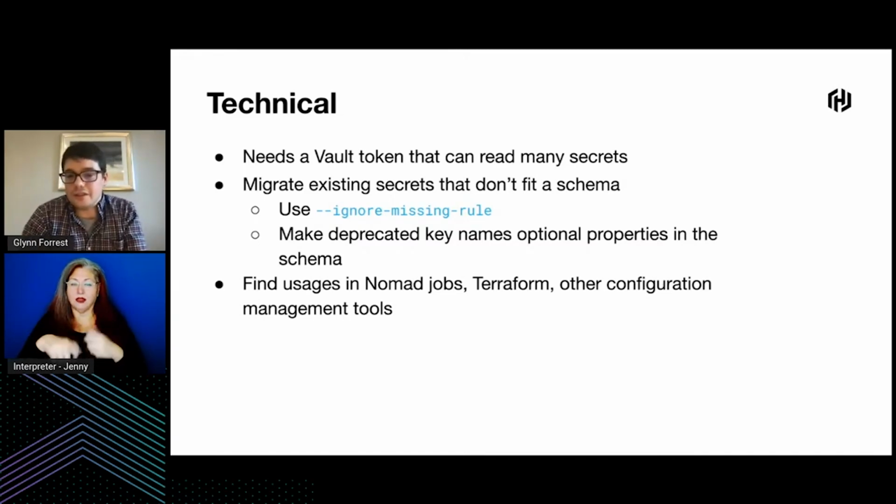What I've found is if you make properties optional in the schema, so you could have, say, access key secret and secret access key, both optional, and then slowly but surely you make one required and you get rid of the other one. It's also quite hard to find the usages in Nomad jobs and Terraform and all the other places that we're using Vault secrets.